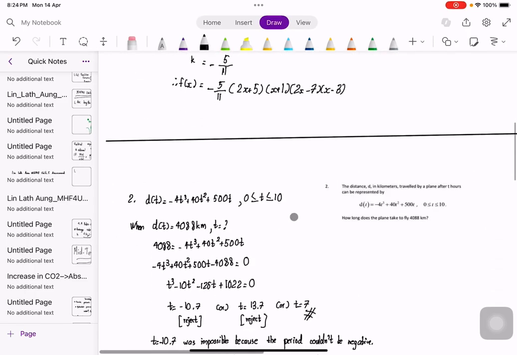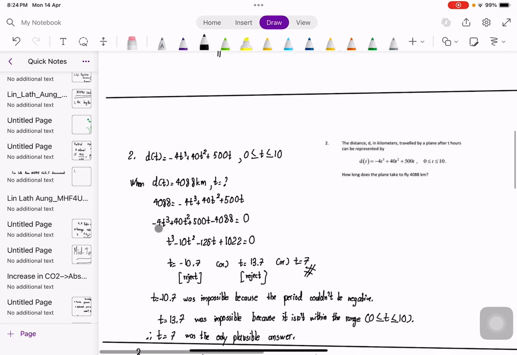Moving on to number 2, we have the distance d in kilometers traveled by a plane after t hours, represented by this equation, and it has an interval. How long does the plane take to fly 4088 kilometers? So d of t would be 4088 kilometers. We set it equal and finally get the equation 4088 equals minus 4t cubed plus 40t squared plus 500t.